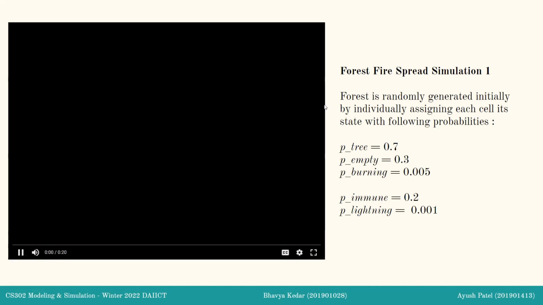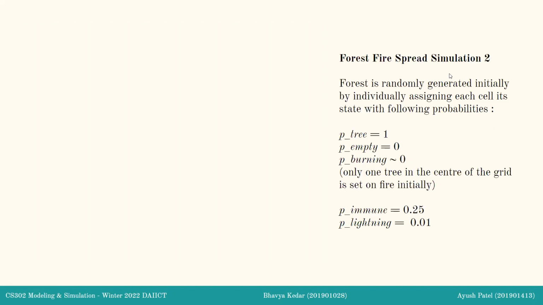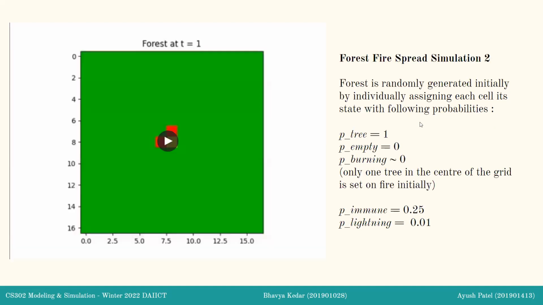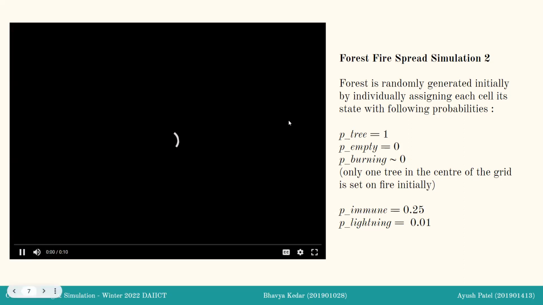Moving ahead to our second simulation, here we have considered the entirely dense forest, which ideally is not the case, but just for observation. The forest is 100% covered with trees, and there is only one burning tree in the center of the forest. The immunity and the lightning probabilities are not changed. So this is how the simulation would look like.